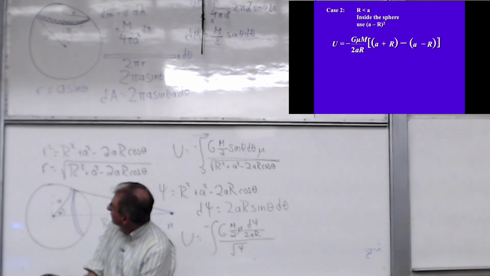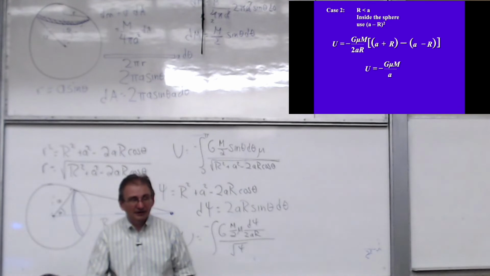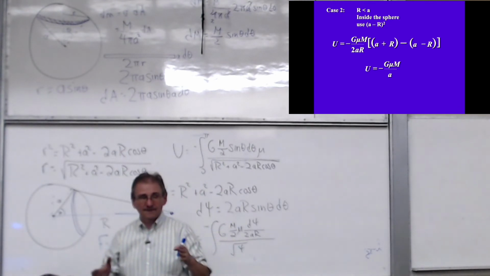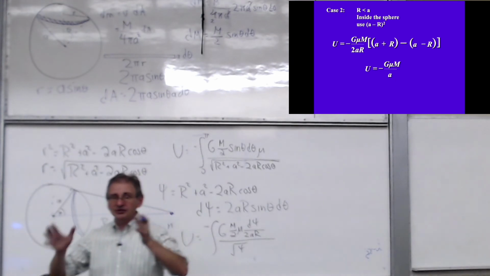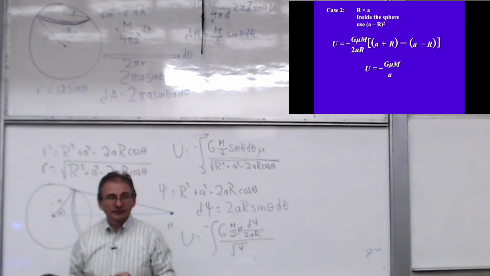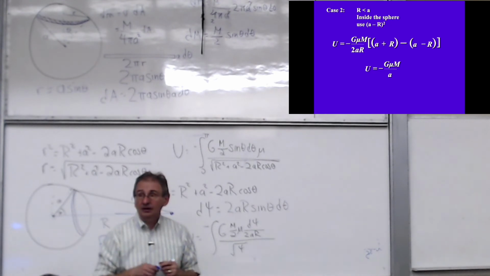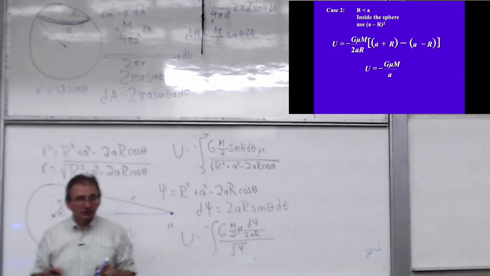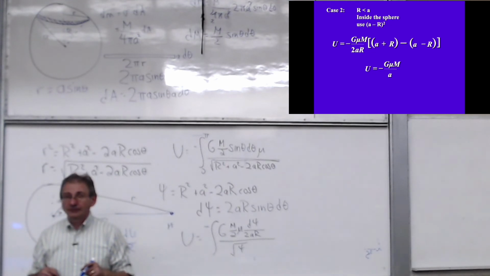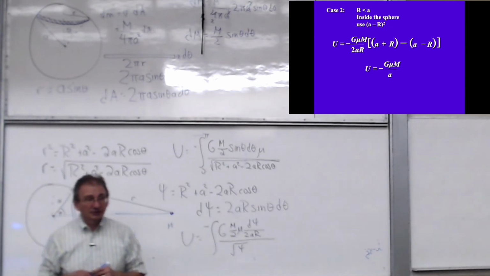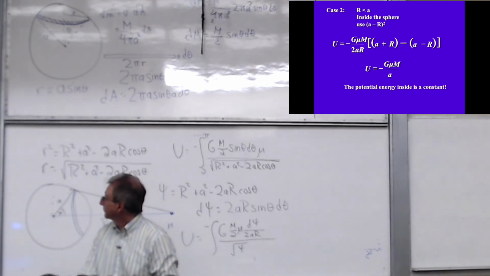And so, what's left over? The A is the radius of the sphere. So what does that say about U inside the sphere? If the mass is inside the sphere, what does that say about the potential energy? No matter where you are inside the sphere, it's the same value. Inside the sphere, the potential energy is constant.